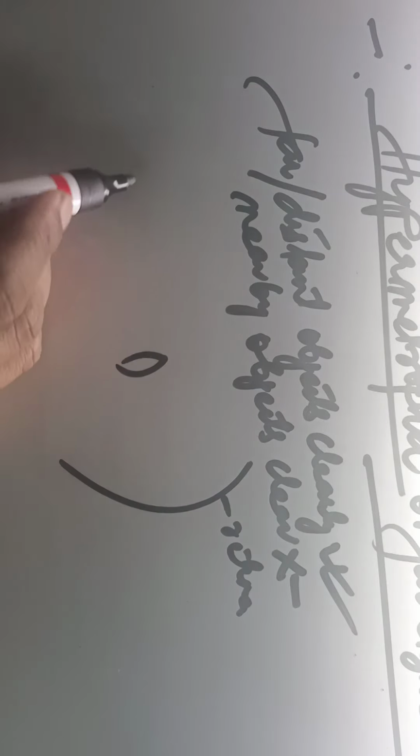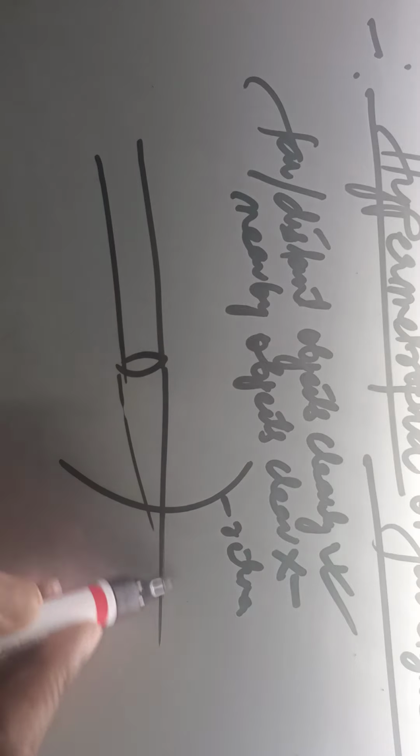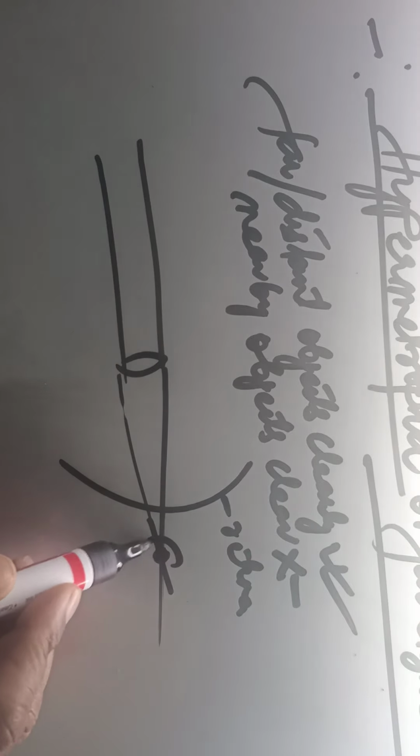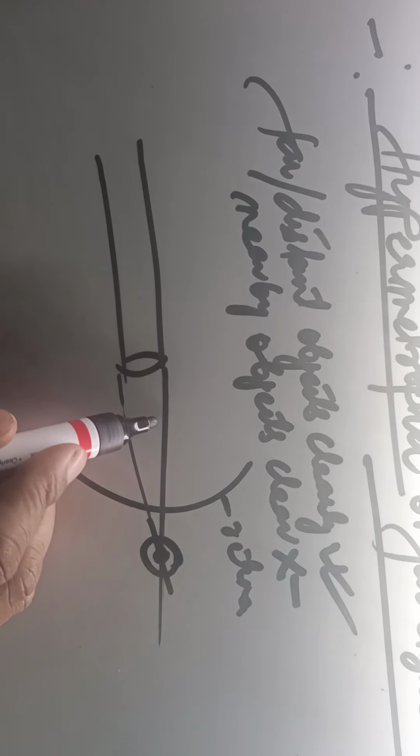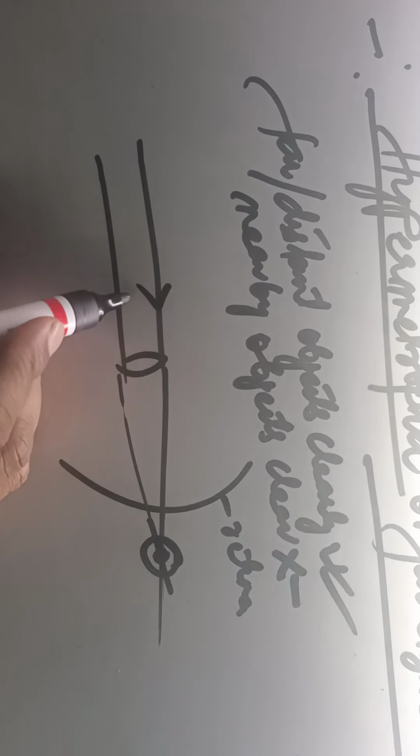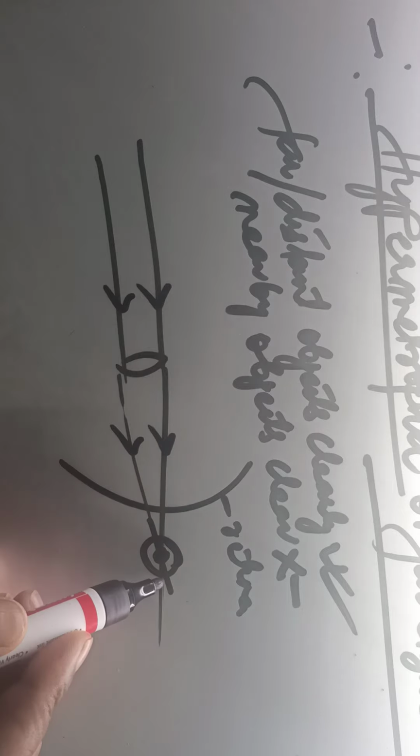This is because the light rays from a close by object are focused at a point behind the retina. So in case of hypermetropia, what happens? If this is the retina and this is the lens, the rays of light coming from an object meet where? They meet behind the retina. You remember, in case of myopia, the rays of light meet in front, whereas in hypermetropia, the rays of light meet behind the retina.